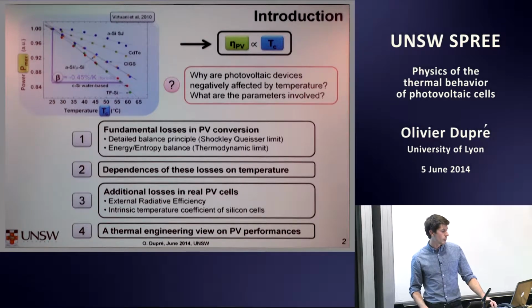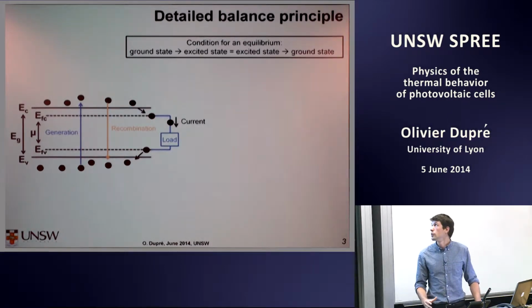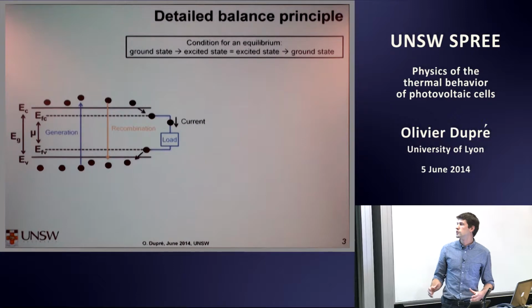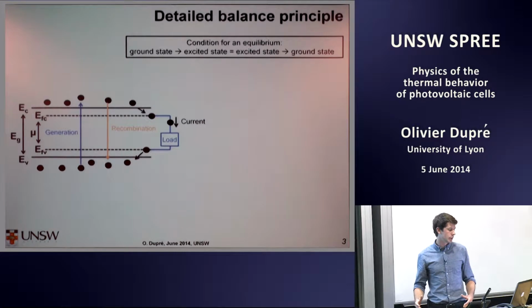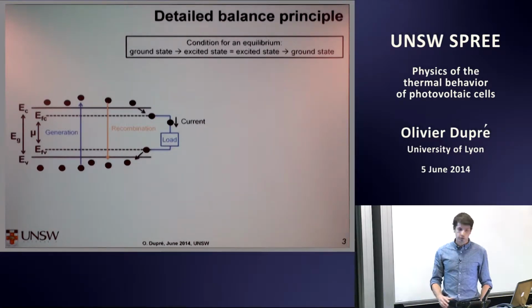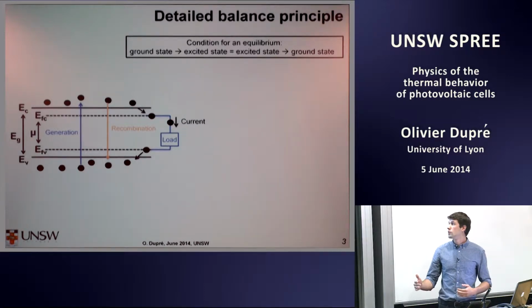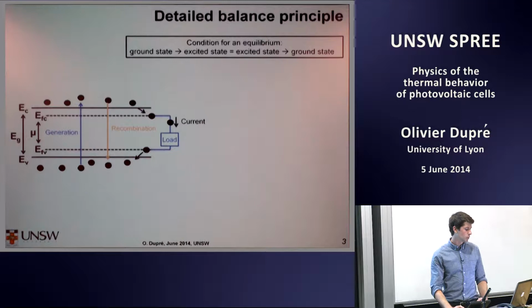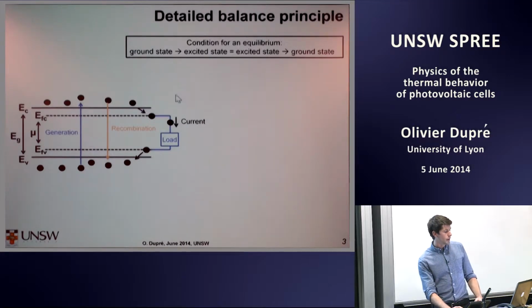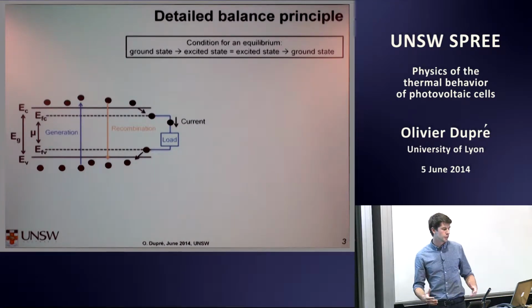temperature conditions. The detailed balance principle is based on a really simple fact: for an equilibrium to exist, there have to be as many transitions from the ground state to the excited state as from the excited state to the ground state. Here, we consider our semiconductor with the valence band and the conduction band separated by an energy gap. The electrons can go from the valence band to the conduction band when they're excited by photons. Then they can go from the conduction band to the valence band by recombination, the inverse process.